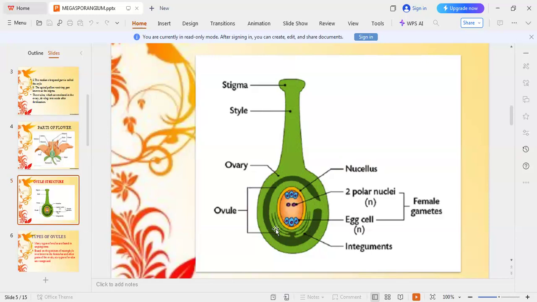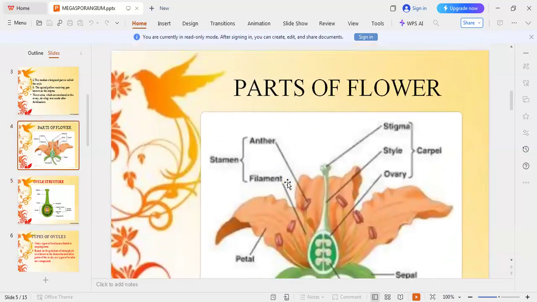Each ovule contains a large oval cell, called the embryo sac. The ovary gives rise to the fruit, and the ovules modify into the seeds. This is the complete structure.